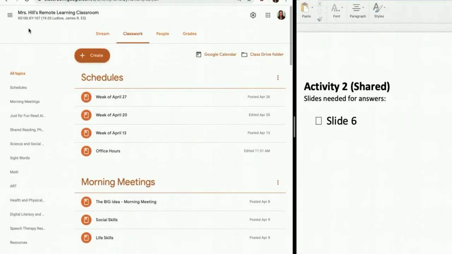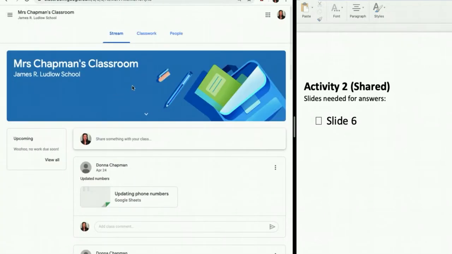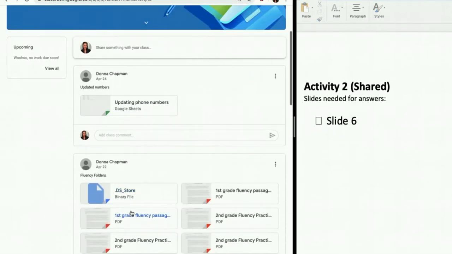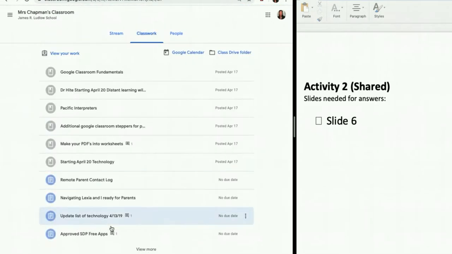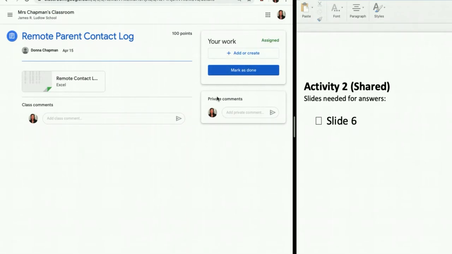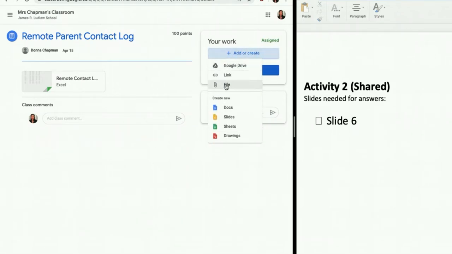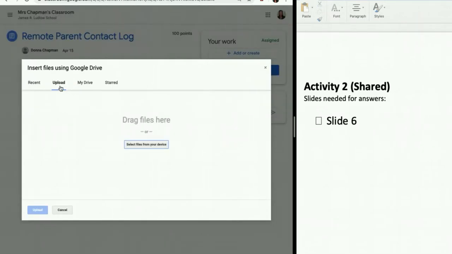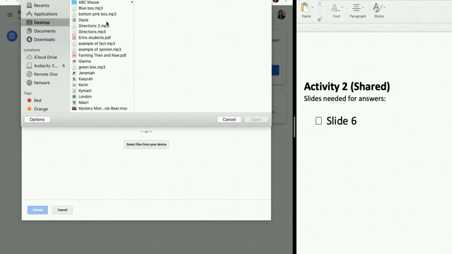So I'll show you how to do that. I'm going to go into Mrs. Chapman's classroom because it's like I'm a student in Mrs. Chapman's classroom, so that I can see the same thing you are seeing. Because in my classroom, I'm the teacher, so I don't see things the way you see them. So let's say I wanted to upload a photo. I would go in and view the assignment over here where it says add or create. So I'm going to add, and if you add file, okay, and if you go through upload, that's going to take things right from your desktop. So the photo does need to be saved to your desktop. I suggest emailing it to yourself, and then you can download it right to your desktop.